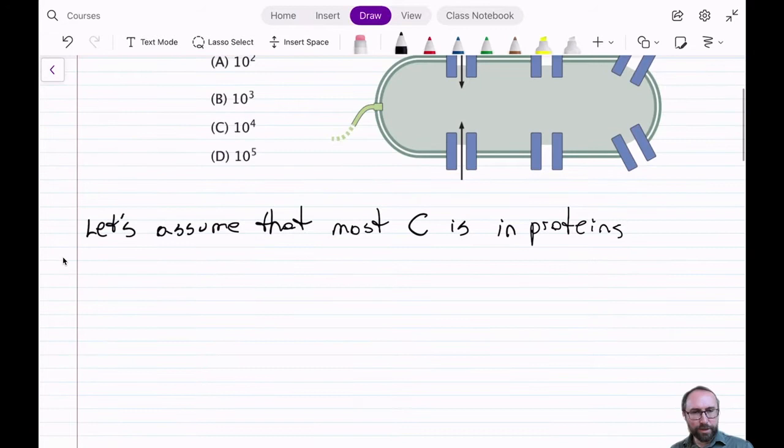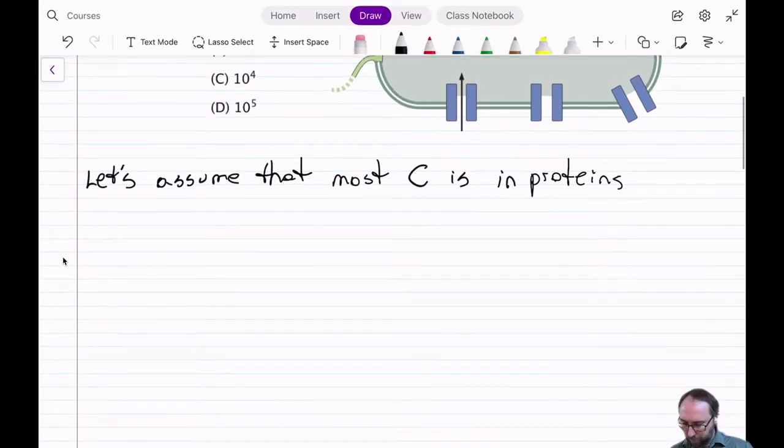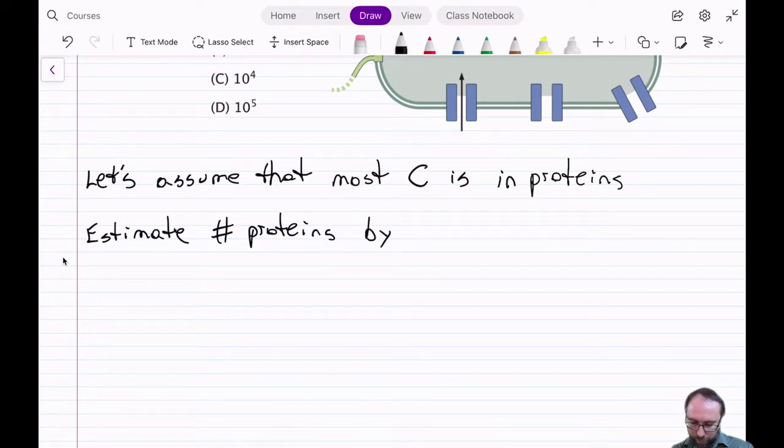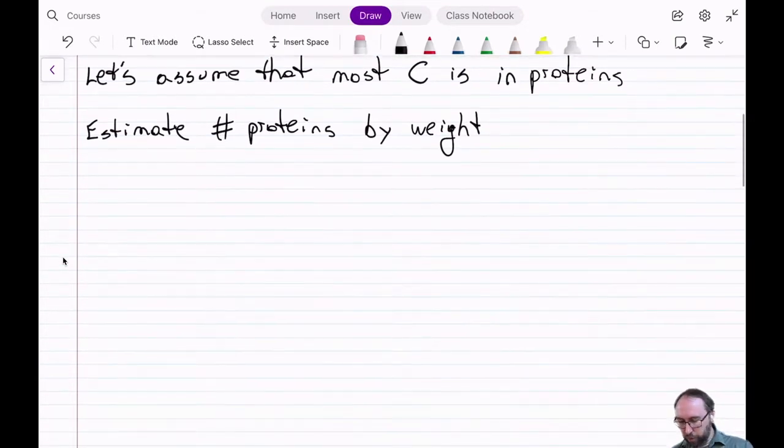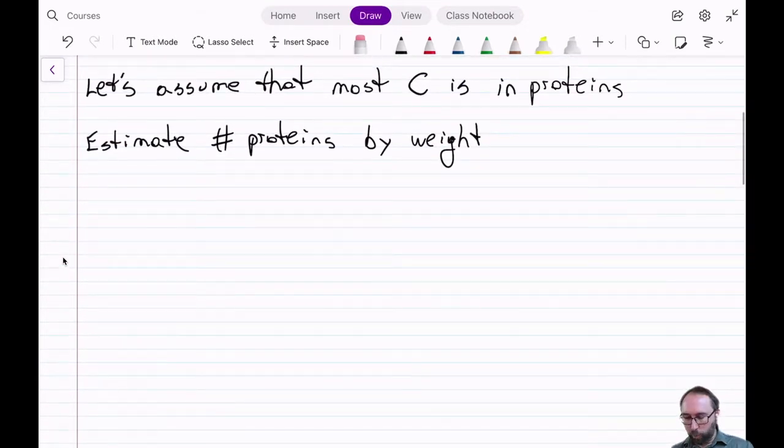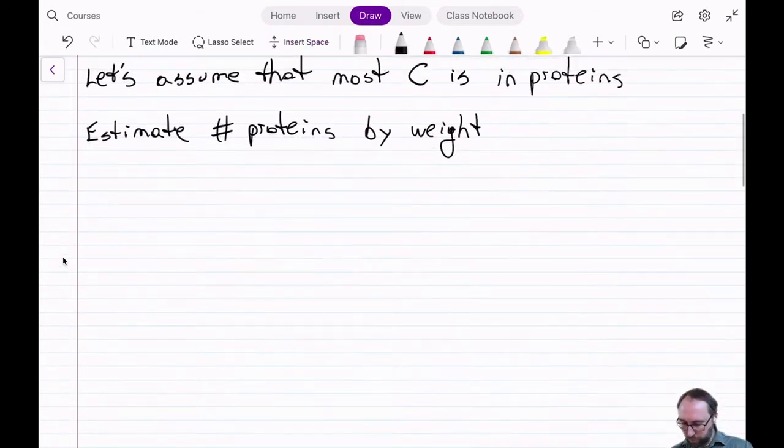Well, let's think about this. What we're going to do is estimate the number of proteins by weight. So let's start by estimating the weight of E. coli. The easiest way I know how to do this is to think about what is the volume of E. coli.